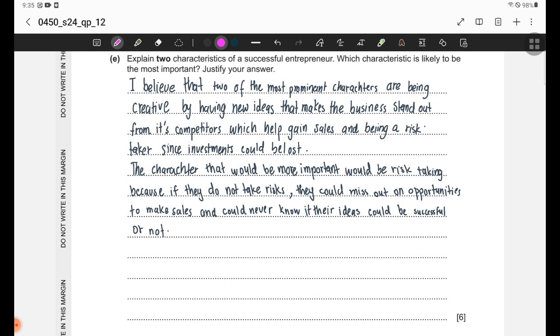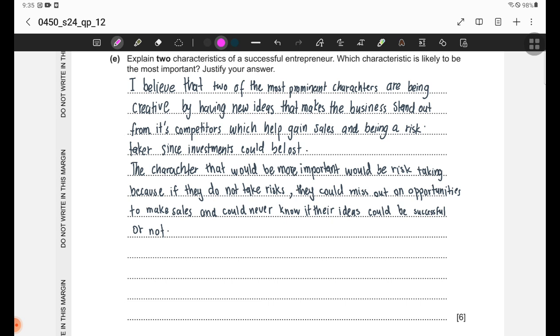Okay, so for people who would ask, is there a more suitable answer? Like if I were to give any sort of characteristic, here in this question, it's asking: explain 2 characteristics of a successful entrepreneur. Which characteristic is likely to be the most important, and justify your answer.